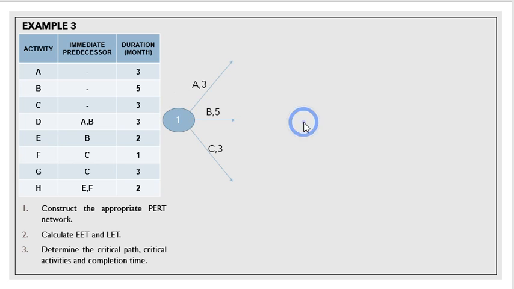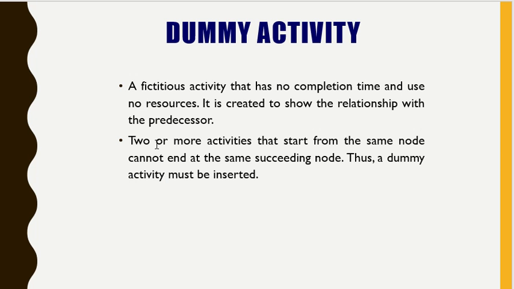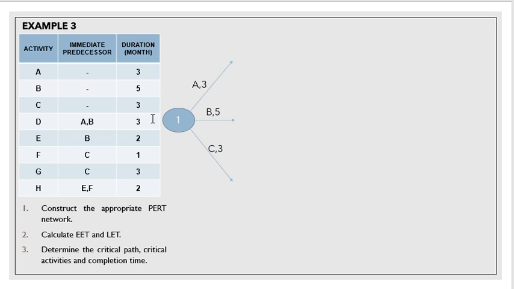Okay, next, activity D comes after activity A and activity B. So see here, A and B come from the same predecessor. And the dummy activity rule: two or more activities that start from the same node cannot end at the same succeeding node. A and B come from the same node, and that cannot happen. So this is the time we need to create a dummy activity.